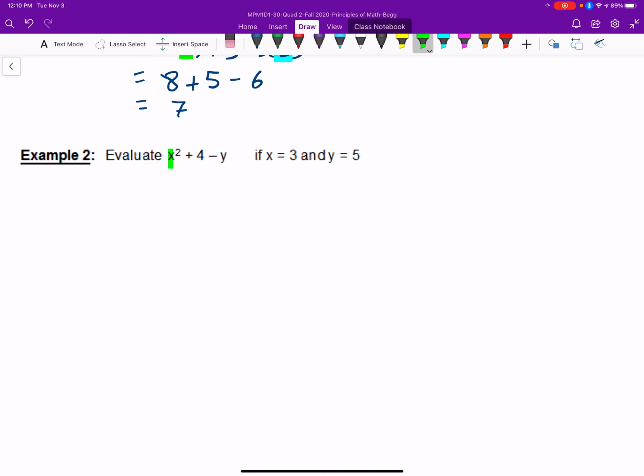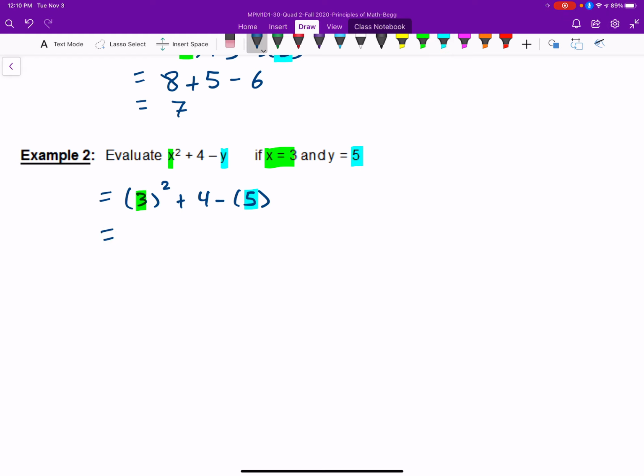In this case, I'm going to replace x with 3, and I'm going to replace y with 5. And so my first step is just to rewrite it. So I've got 3 squared plus 4 minus 5. Notice how I use brackets to show where I'm doing substitutions. That's a good habit to get into. I recommend you do that.